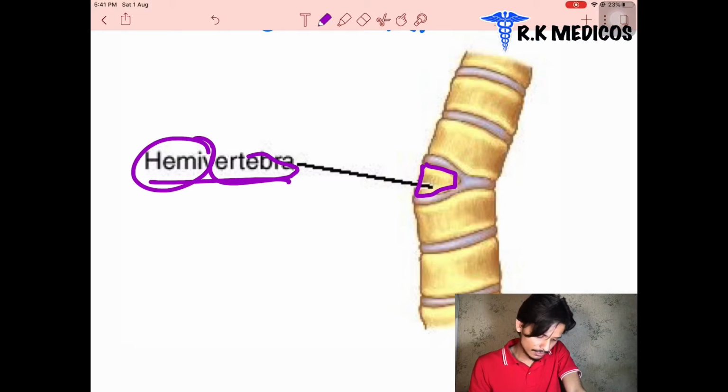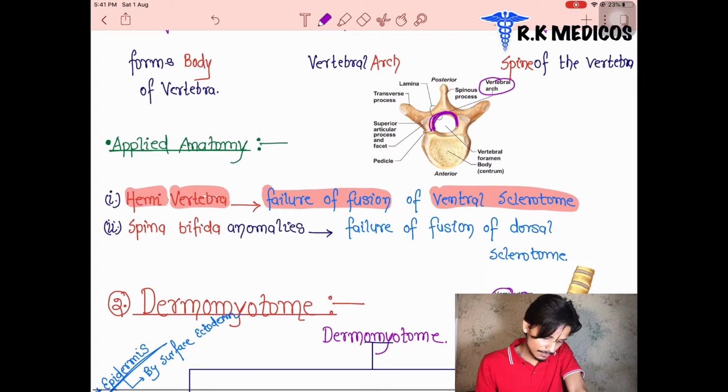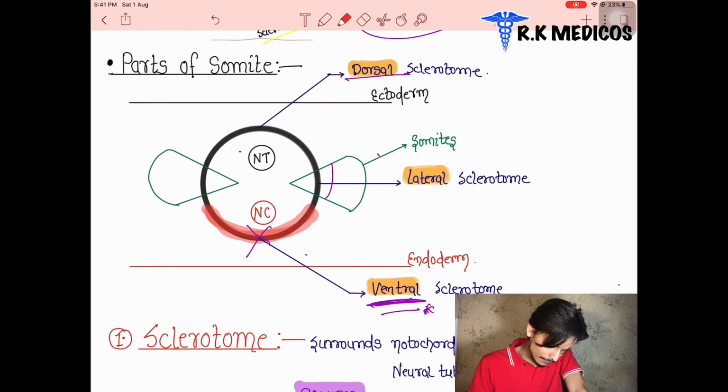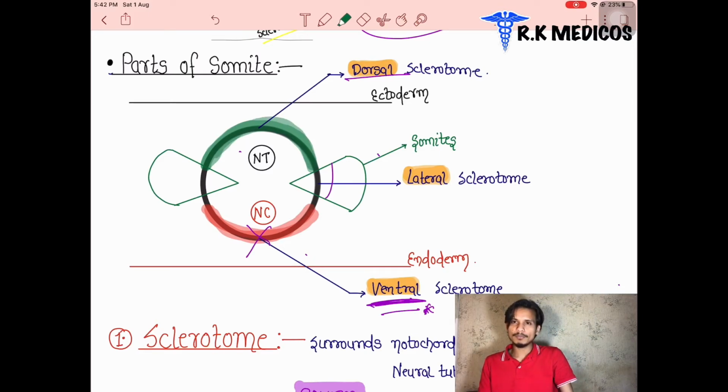Next deformity we can see is the spina bifida anomaly. In this, there is failure of fusion of the dorsal sclerotome. What is dorsal sclerotome? Where does it fuse? In this region. If in this region the fusion is restricted, the fusion is not happening, then what is the dorsal sclerotome going to develop? That is the spine of the vertebra. Then the spine of the vertebra is not formed. Simple. So this is called spina bifida.